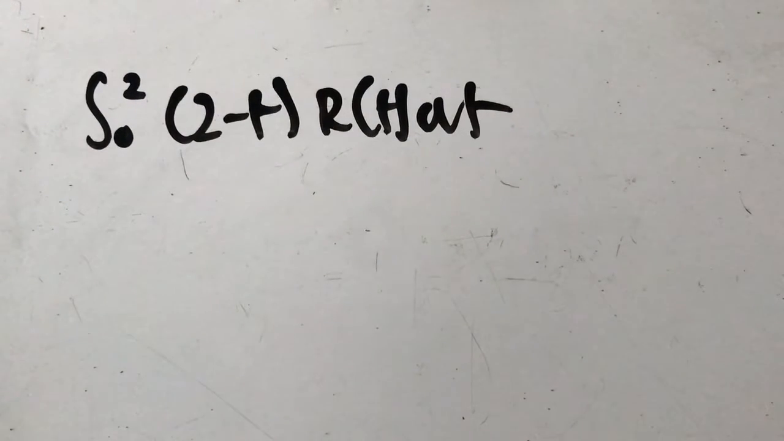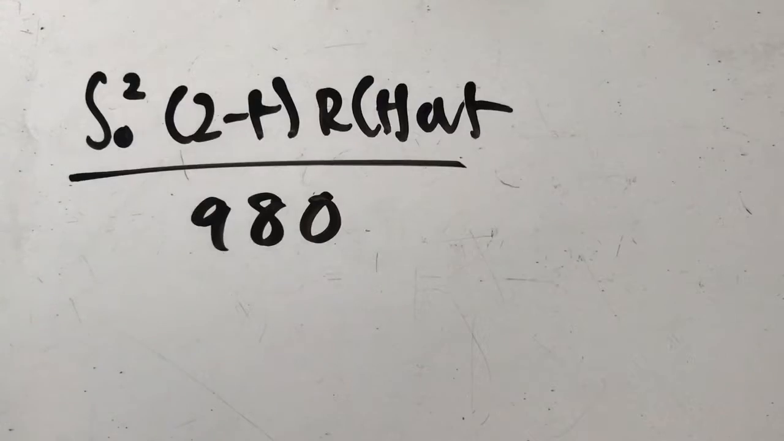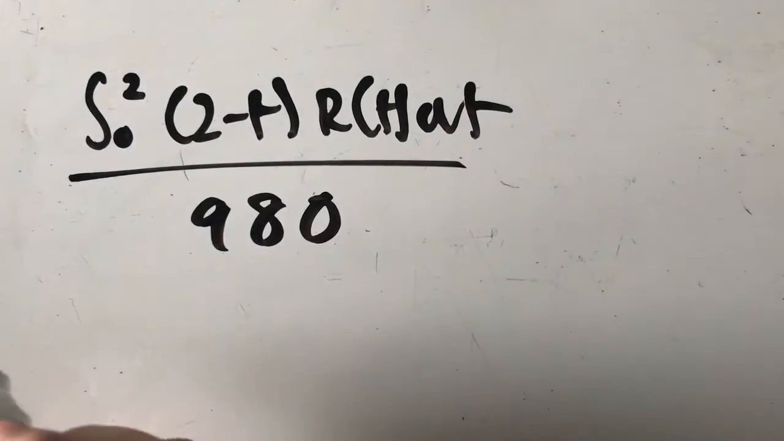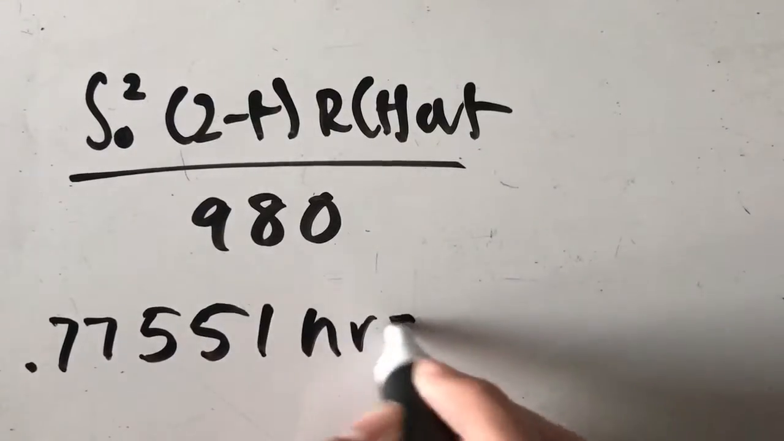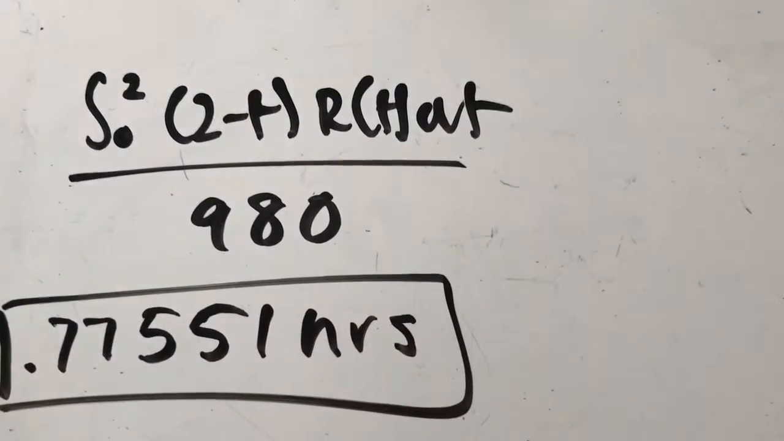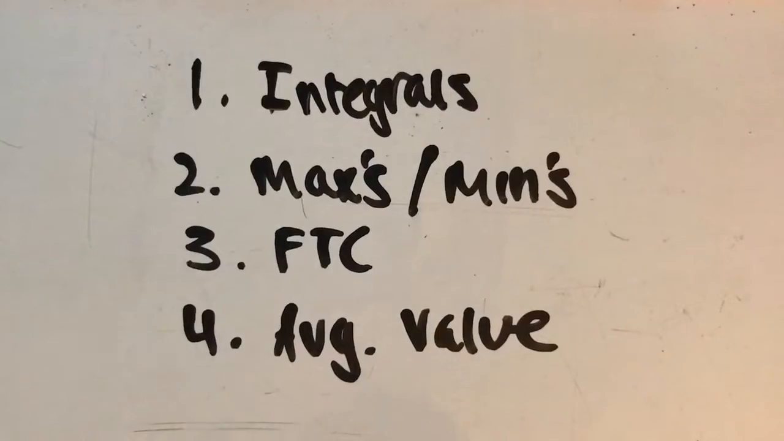And because this is the total wait time and not the average wait time, we have to divide by the total number of people who were there, which from part A we know is 980. And when we put this in our calculator, we get that the answer is 0.77551 hours. And like last time, the grading for this question was pretty straightforward. You get 1 point for having the integral and another for having the answer.